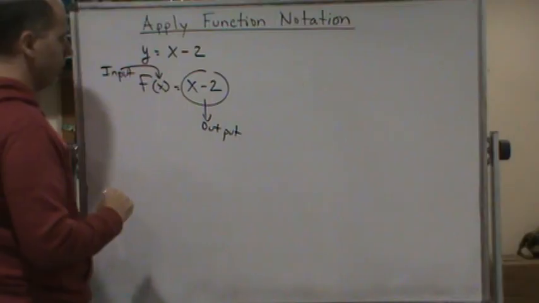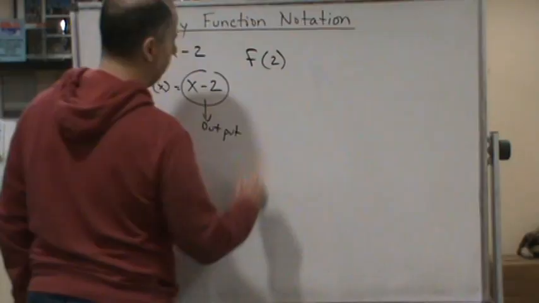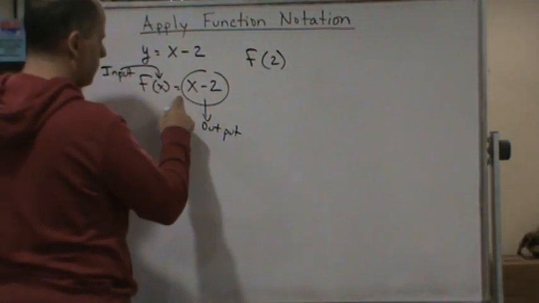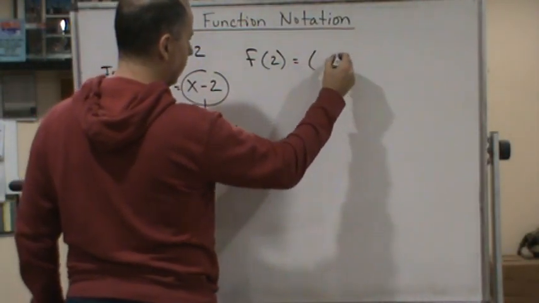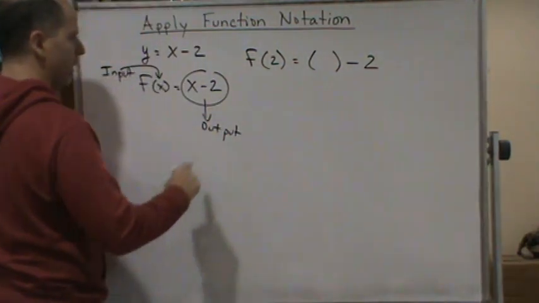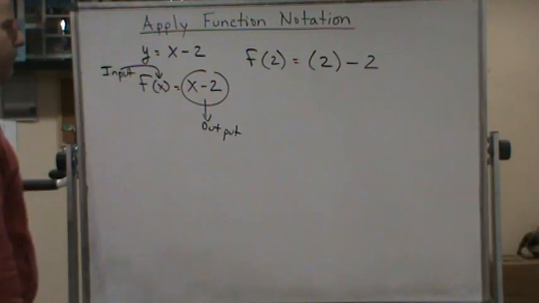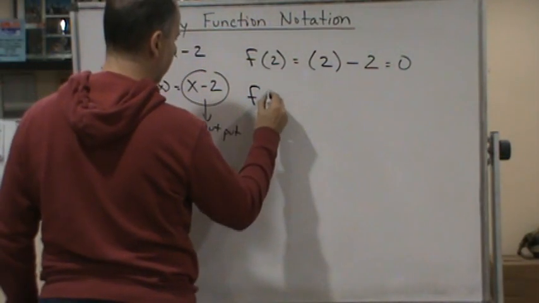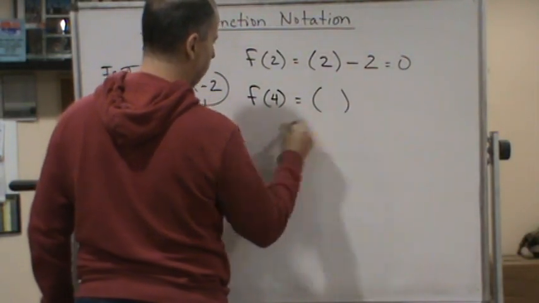Okay? So now, for example, if I want to know what f of 2 is, then the rule says that anything that goes into the function, I'm going to subtract 2 from it. So if I put 2 in here, I replace the x with 2, and I get 0.